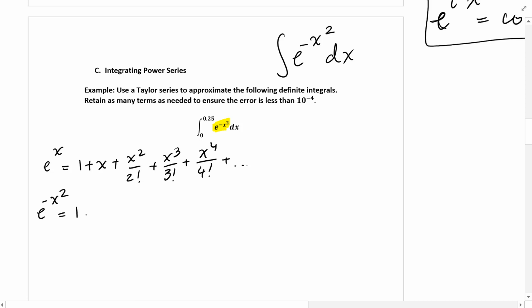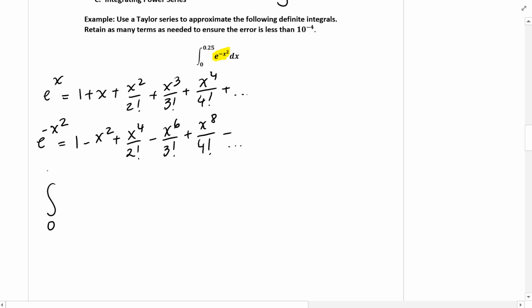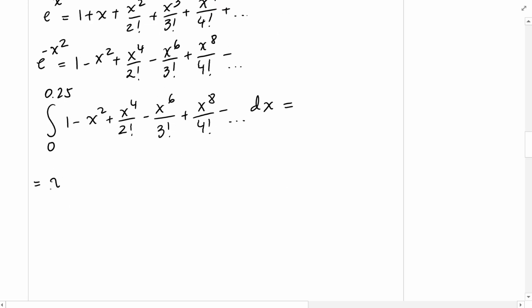And so e to the negative x squared is going to be 1 minus x squared, and then plus x to the 4th over 2 factorial, and then minus x to the 6th over 3 factorial, and then plus x to the 8th over 4 factorial, and so on. So if we go to our integral, we have the integral from 0 to 0.25 of 1 minus x squared plus x to the 4th over 2 factorial minus x to the 6th over 3 factorial plus x to the 8th over 4 factorial minus dot dot dot, dx, and we can actually calculate this, right?